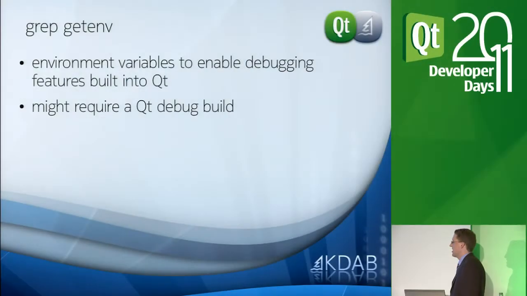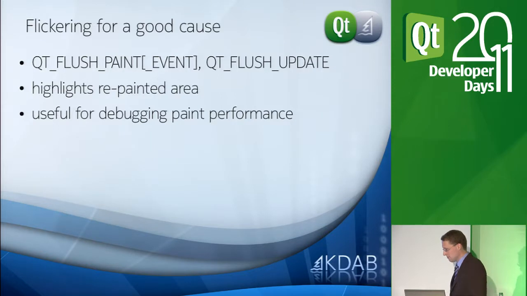So it's always good to have a debug build of Qt around as well, because that has all the asserts enabled, especially in model view. And it has all the built-in debugging features enabled. So you want to have that around for testing as well. So let's see a few examples of that.